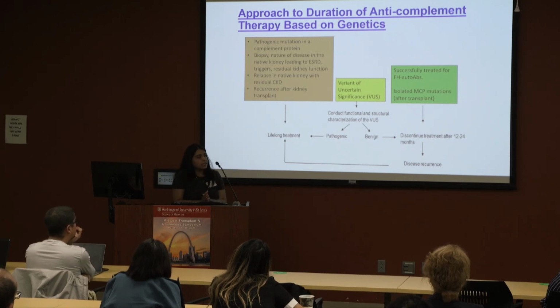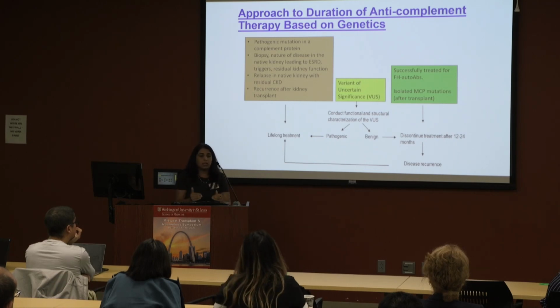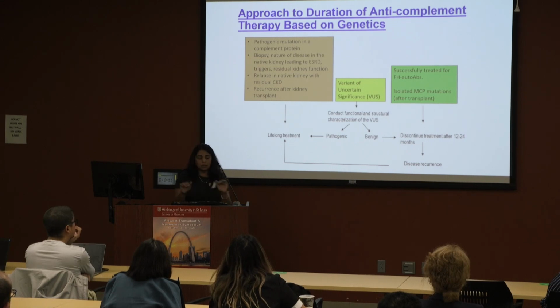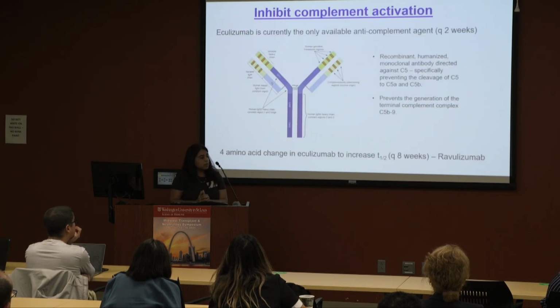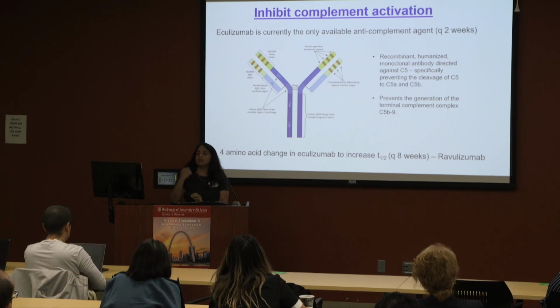Like I said, I cannot stress enough that those VUSs need further investigation. You cannot make a decision whether that VUS is of significance or not until you've investigated further, and then you can decide. In terms of treatment for aHUS, currently the only FDA-approved treatment is eculizumab, which is an anti-C5 drug. It's basically a recombinant humanized monoclonal antibody. And it's an IV drug. It's given every 2 weeks.